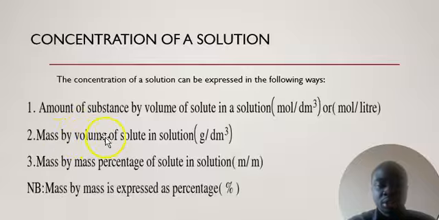We can also find concentration by mass by volume of solute in a solution. When you are given the mass and the volume, you can find the concentration, and that will be in gram per decimeter cube. The third one is mass by mass percentage of solute in solution. Since it is mass by mass, the unit of mass, gram and gram, will cancel, so we leave it in percentage. That is another way to calculate concentration.